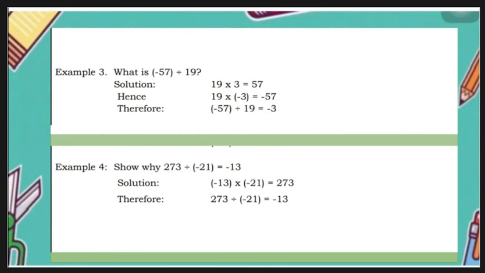Example number 4, show why 273 divided by negative 21 is negative 13. So we have negative 13 multiplied by negative 21, that is positive 273, since same sign, negative. Therefore, 273 divided by negative 21, since different sign, 273 is positive and 21 is negative, the answer is negative 13, since different or unlike sign.